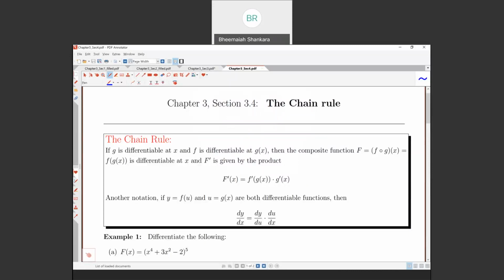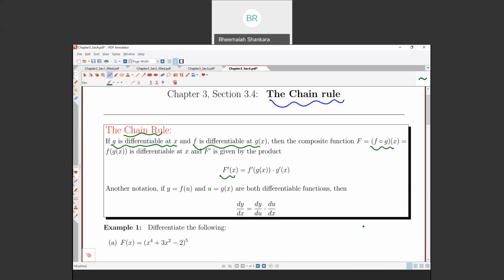So we will learn the chain rule of differentiation in this section. So here's the definition of the chain rule. Suppose g is a differentiable function of x and f is a differentiable function of g. Then the composite function f of g is differentiable at x and F prime is given by this product. F prime is f prime of g times g prime.